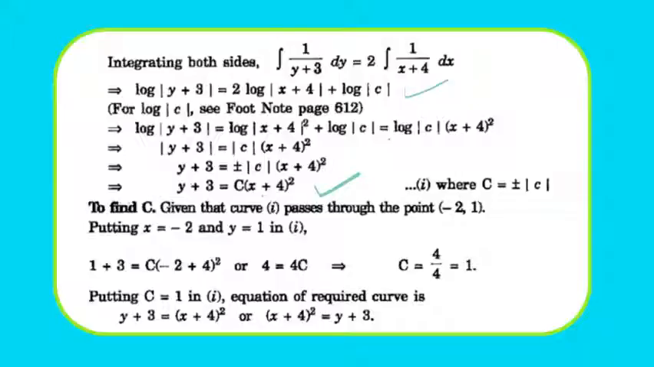Now it is given that the curve is passing through the point (-2, 1). So putting x = -2 and y = 1, we get the value of c as 1. Clear? Using c = 1, we get y + 3 = (x + 4)^2, or simplifying, (x + 4)^2 = y + 3. So this will be the required equation of the curve. Clear? So pause and note down the solution.